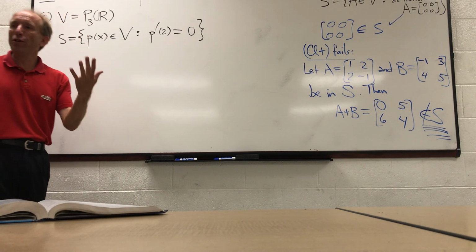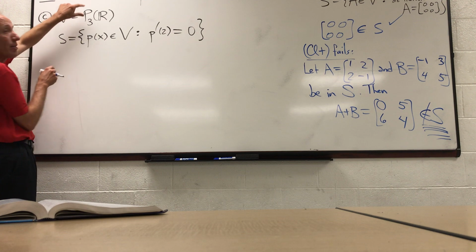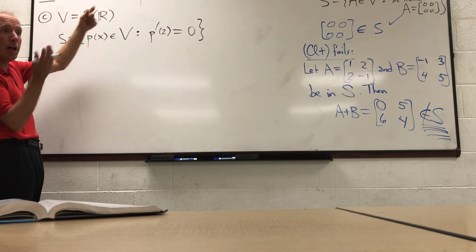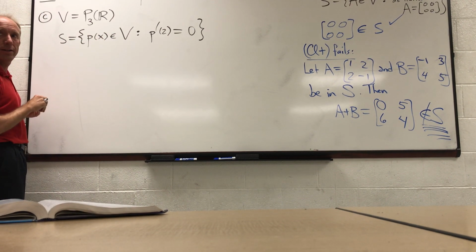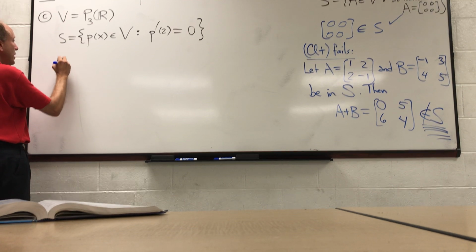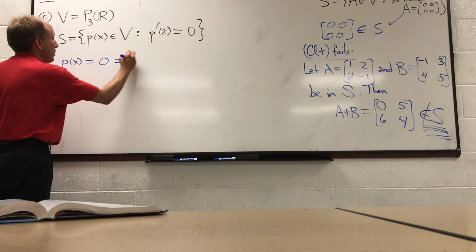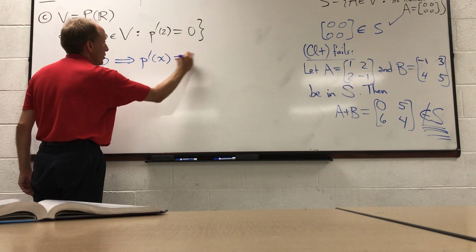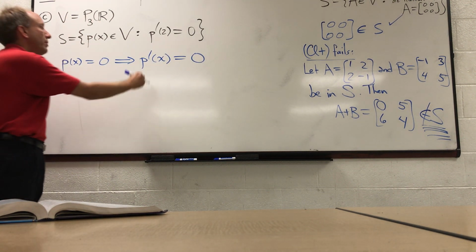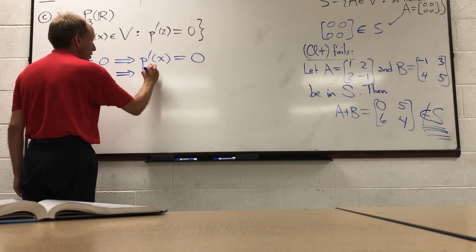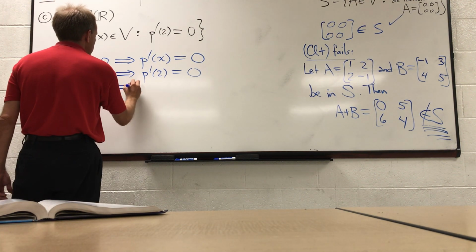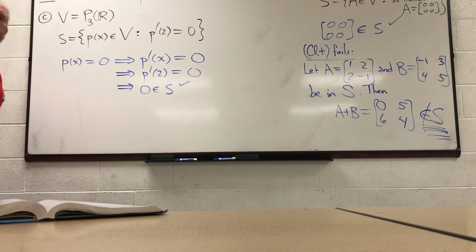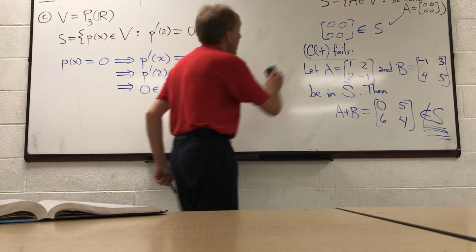Well, I'll start with the 0 vector. My 0 vector in this case is just 0, right? It's the polynomial 0. If you take the derivative, is 0 in this set? Yes. So if we take P of X equals 0, that implies that P prime of X, the derivative of 0, is just 0. And if P prime of X is equal to 0, then P prime of anything that I plug in for X will be 0. So this implies that 0 is an element of S. This is just a little bit of a verification of that right there. Okay, so the 0 vector is in S.